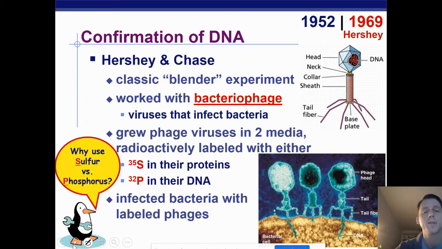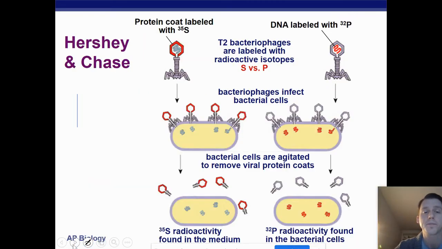All right, so our penguin is asking why use sulfur versus phosphorus? That's because sulfur is unique to protein, and phosphorus is unique to DNA. You wouldn't use nitrogen, for example, because both of these things have lots of nitrogen.